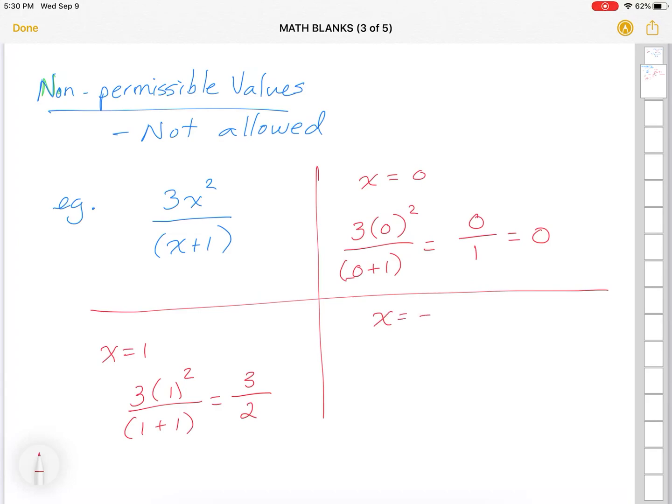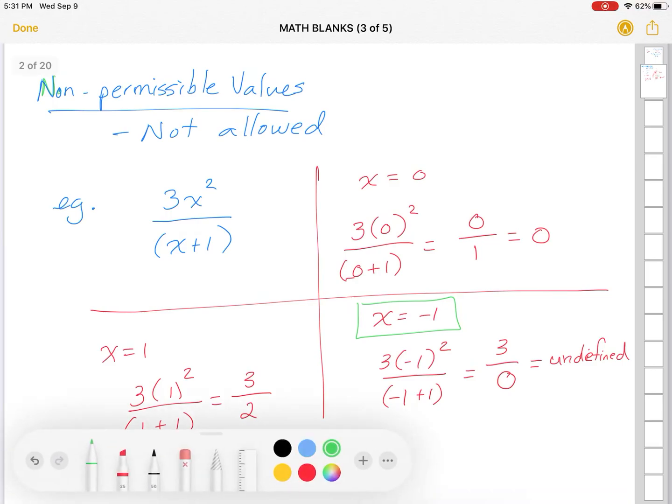Now let's see what happens if we make x equal to negative 1. On the top, I would get negative 1 squared, and on the bottom, I would have negative 1 plus 1. Negative 1 squared is 1, 1 times 3 is 3. On the bottom, though, I get negative 1 plus 1, which equals 0. And what I get is undefined. If you try that in your calculator, you're going to get undefined. So what this tells me is that x equals negative 1 is a non-permissible value.